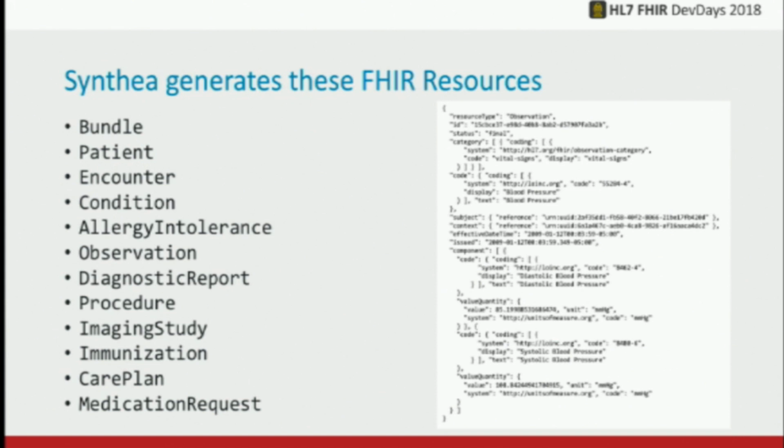And then this is an example of an observation that gets generated. It's just a simple blood pressure. It has the systolic and diastolic components, and you can see how it looks there. That's a sort of standard FHIR blood pressure.